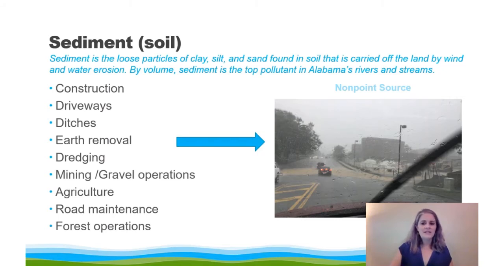Areas that lack vegetation to keep soil in place and block wind and water are susceptible to erosion. In Alabama, intense rainfall causes most of the soil erosion that contributes to sediment pollution.